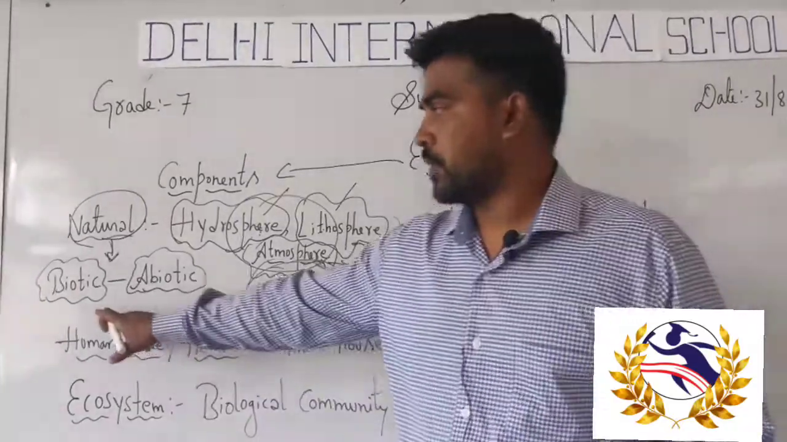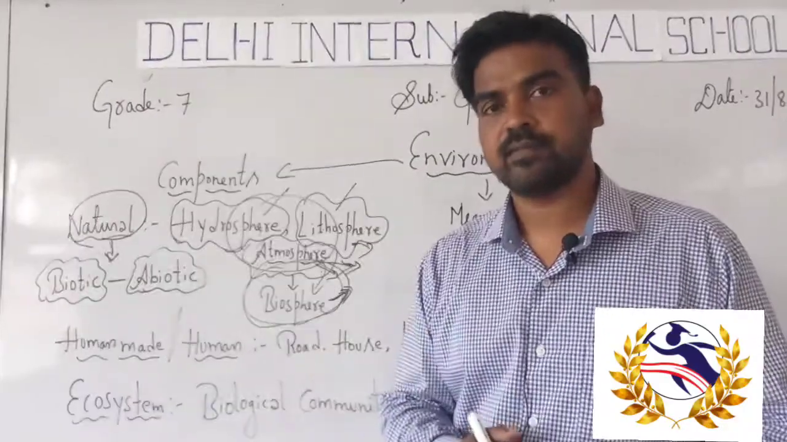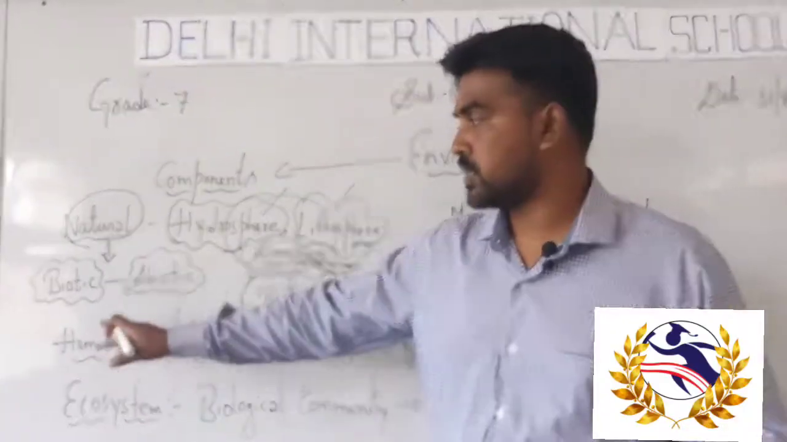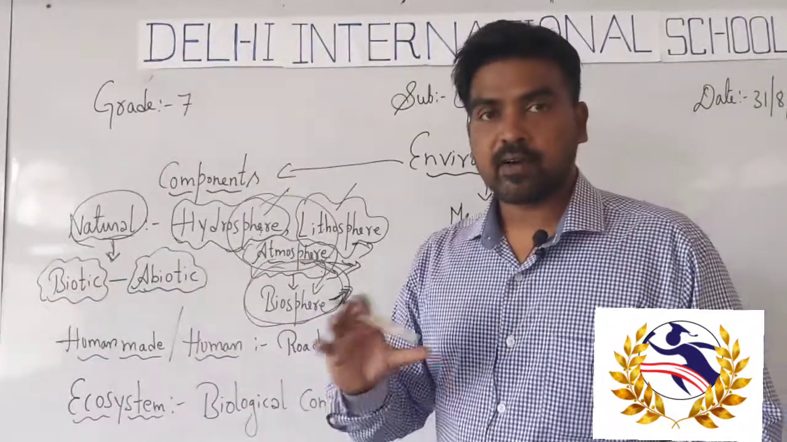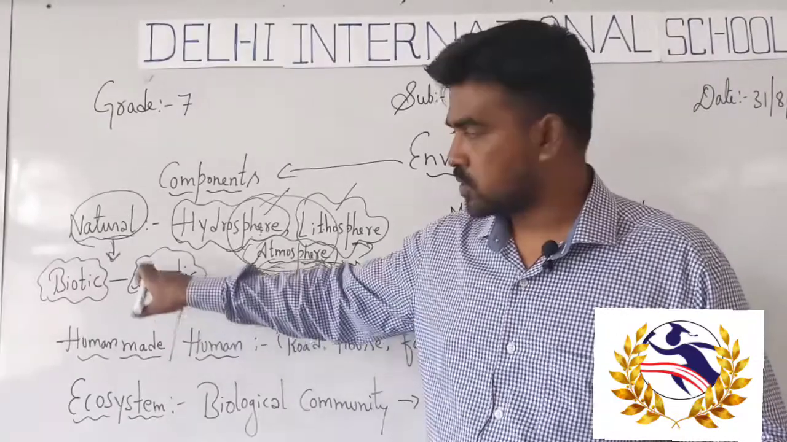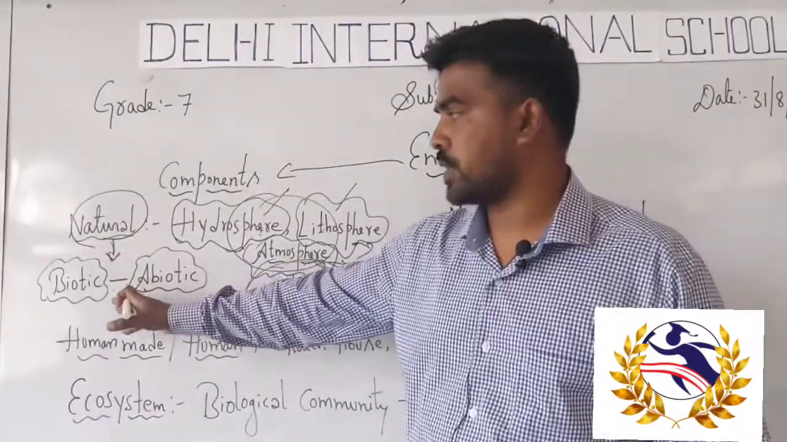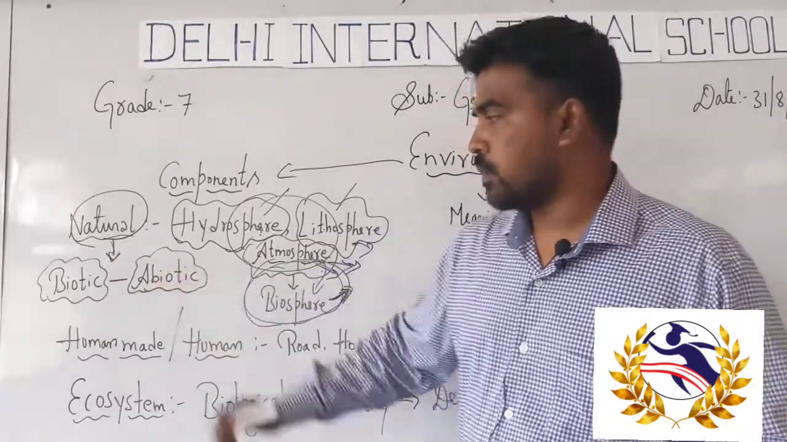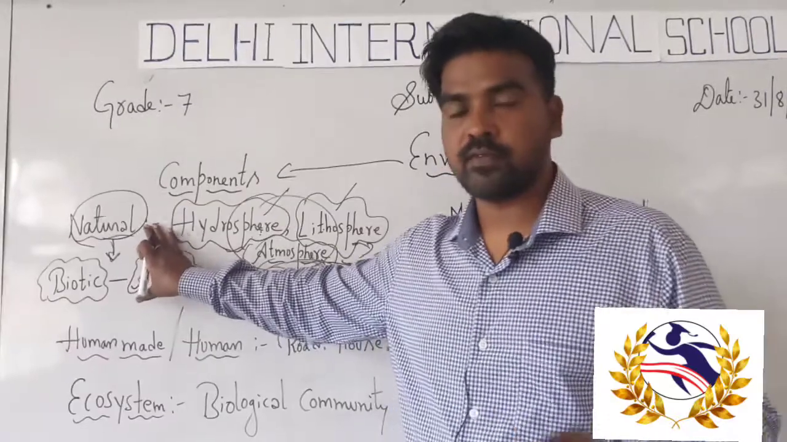Okay, for example, biotic: the plants, animals, and birds gifted by nature. So these are living organisms. Abiotic: the land, rocks, and mountains, these are all abiotic, non-living things. Like this, we can categorize our natural environment into biotic and abiotic. So this is about the natural environment, the first component.